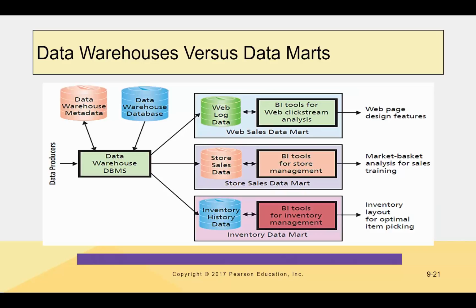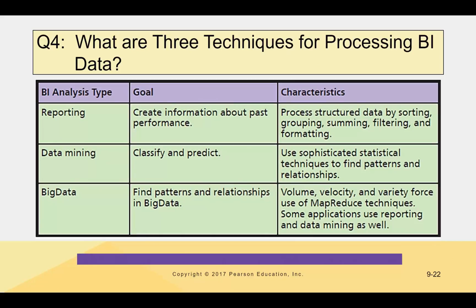Data warehouses versus data marts. Look at the data mart right here and look at the data warehouse over here and form the difference right now. Three techniques for reporting data, for processing BI data, reporting it, you're mining it and doing big data and what you're going to do with this.